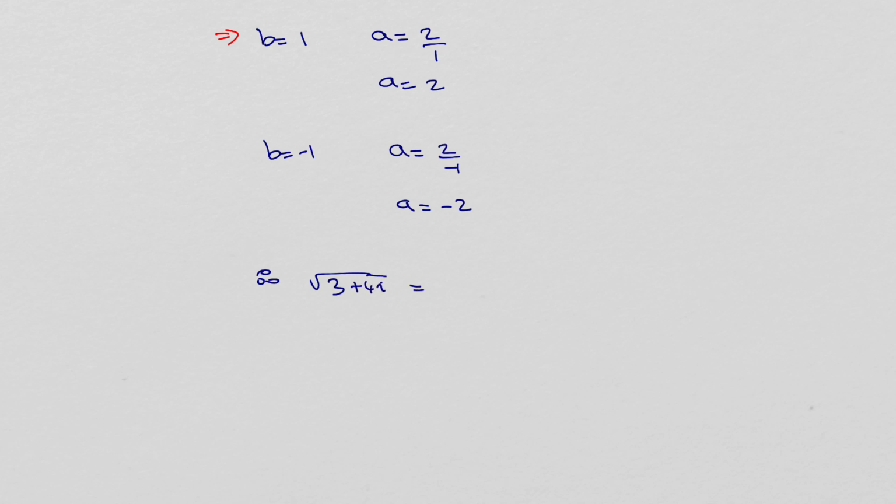So therefore, the square root of 3 plus 4i can be written as 2 plus i, or minus 2 minus i. So if you then answer all the questions on your equality sheet.